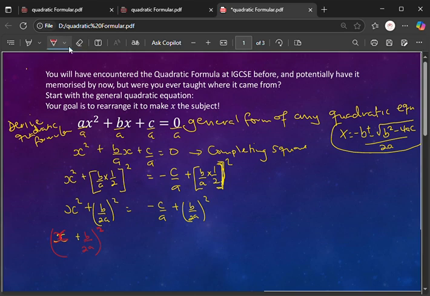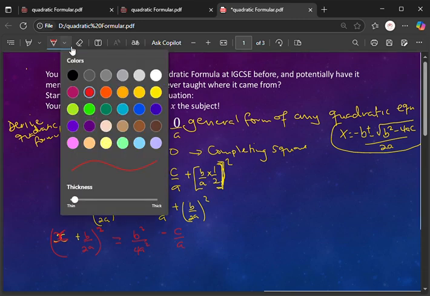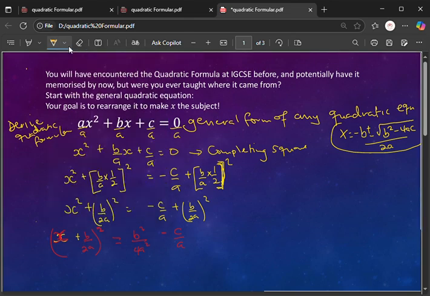So now we have equals, and this side we can write the positive part first, b squared over 4a squared minus c out of a. Hope that makes sense, but this color is not so good. Sorry. So now we are going to continue simplifying.